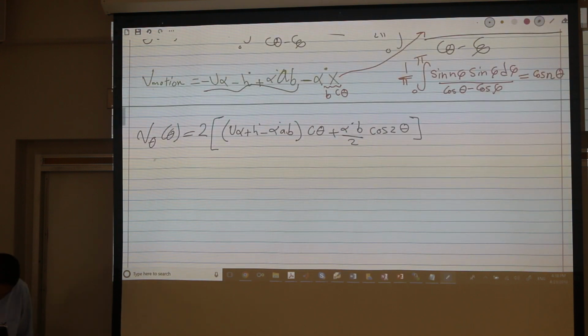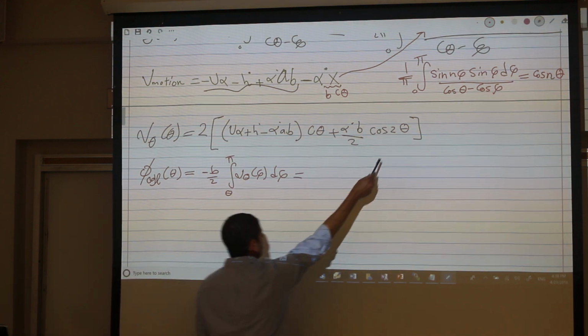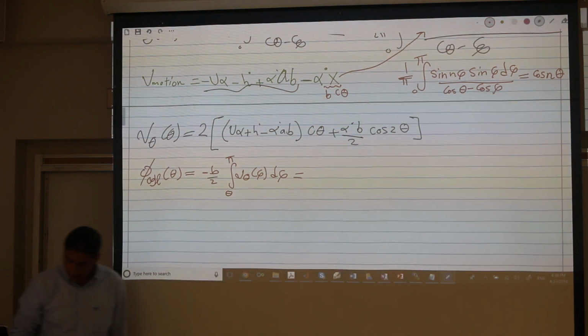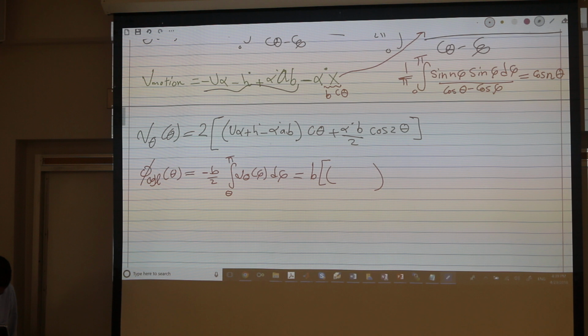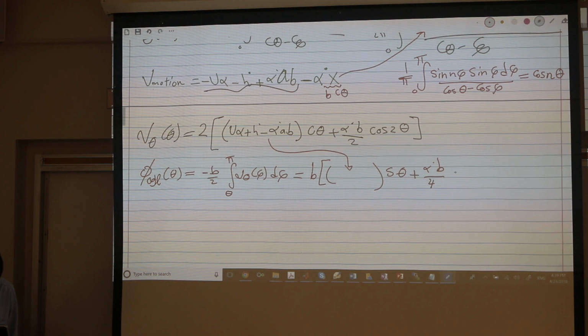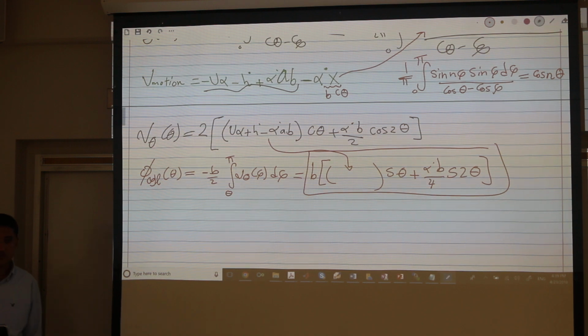So let's integrate that. So we have here phi cylinder at any angle theta, which is negative b over 2 integration v theta, any angle from theta to pi. So this is just integrate, and if you integrate the cosine, you get sine, and you get sine 2 over 2, and that's it. So this will give you b, the same bracket, times sine theta, and this guy divided by 4 now, sine 2 theta. So we got phi. This is great. The left is readily in terms of phi.